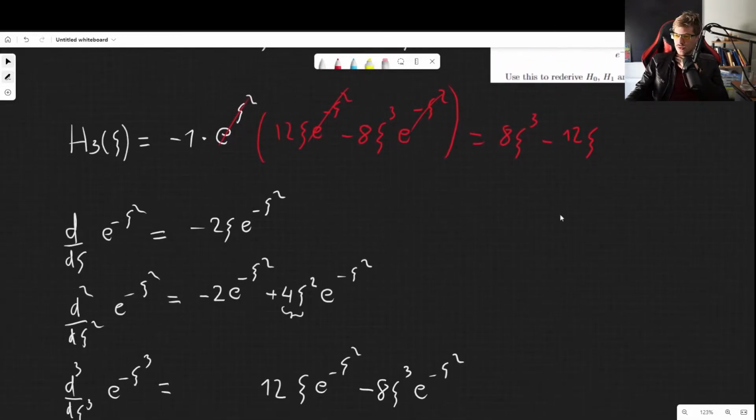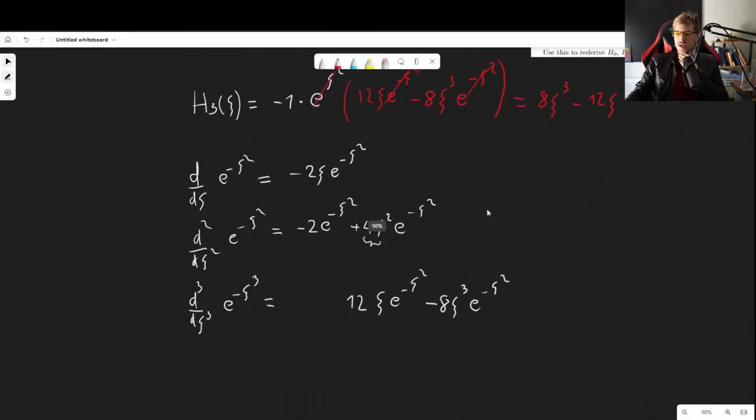There we go. It was relatively easy. I mean, considering that we didn't have to use any sort of recursive formula, it was very, very simple. Of course, we did have to derive quite a few times, which can be a little bit annoying, but it's definitely better than the alternative. So this is the third Hermite polynomial.